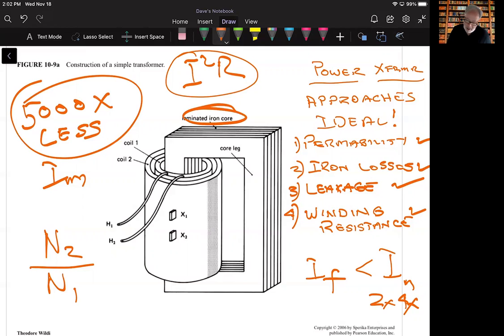This figure 10.9 is a simplified version of a power transformer in which the primary and secondary are wound on one leg of the core, and the flux flows through this core. For larger transformers, he says, in practice, primary and secondary coils are distributed over both core legs to reduce the amount of copper. So instead of this, it's more practical to have it distributed over both of these. This is a simplified version of the thing.